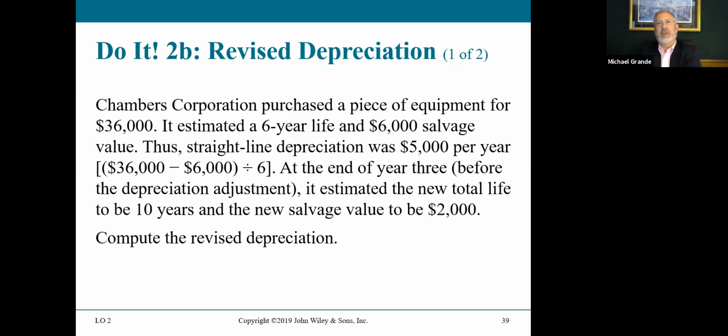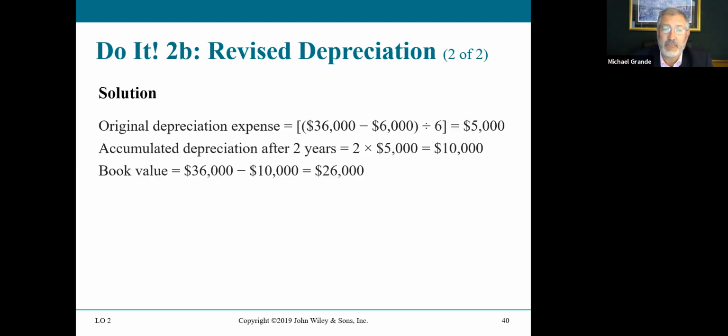Here's another example of a revised depreciation. Chambers Corporation purchased a piece of equipment for $36,000. It estimated a 6-year life and $6,000 salvage value. Thus, straight-line depreciation was $5,000 per year: original cost minus salvage divided by useful life. At the end of year 3, before the depreciation adjustment, it estimated the new total life to be 10 years and the new salvage value to be $2,000.